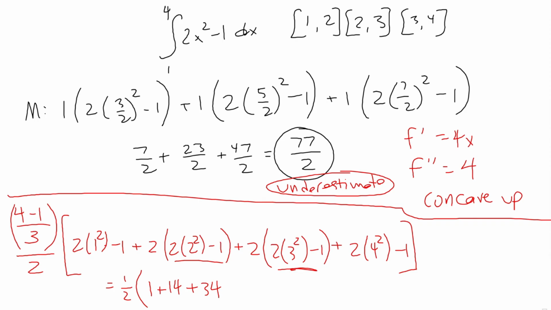And so that one's just going to be 32. So 32 minus 1 is going to be 31. And if we add all of those together and then divide by 2, we get, looks like 80. And 80 divided by 2 is 40. And because this function is concave up, a trapezoidal approximation is going to be an overestimate.